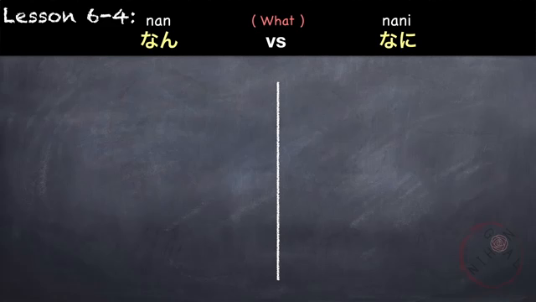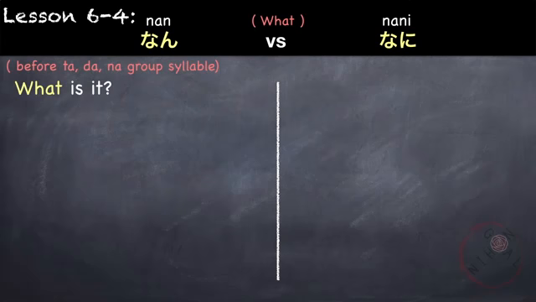Okay, so you've learned the word for what, which are nan or nani. So when do we use nan and when do we use nani? So nan is used before words that start with the ta, da, or na group syllable. For example, the phrase, what is it? Nan desu ka? So the word desu is in the da group syllable, so we use nan. Nan desu ka?